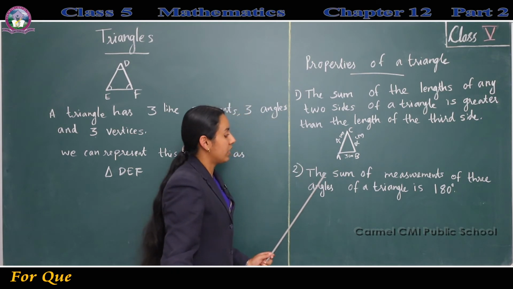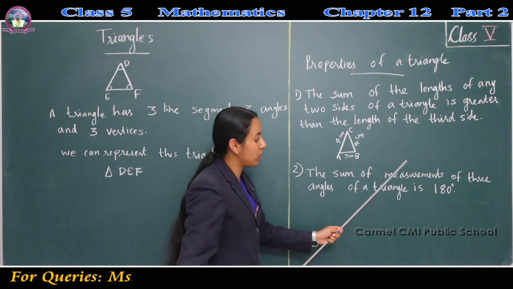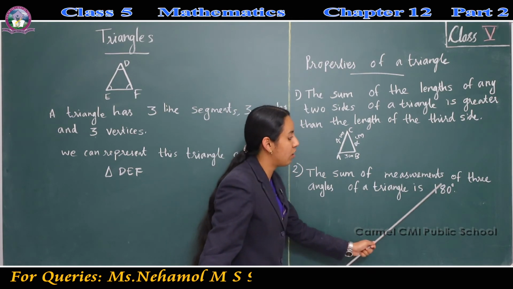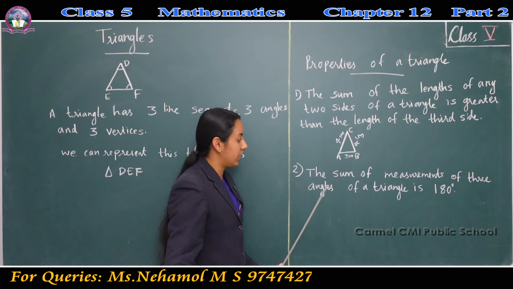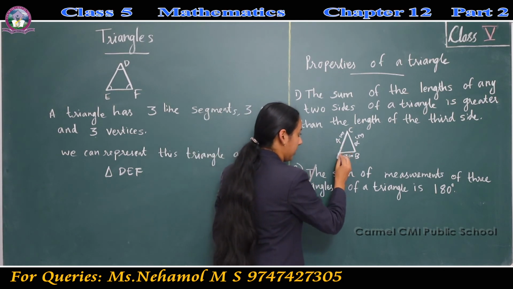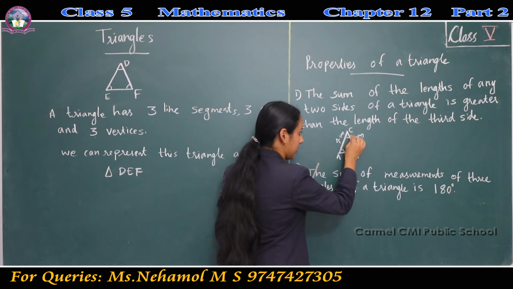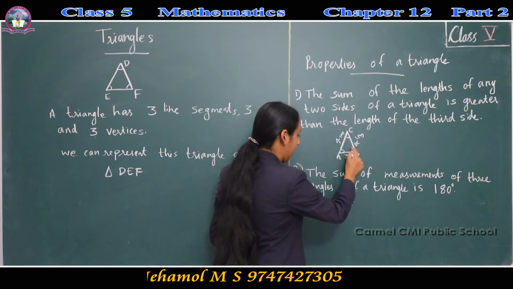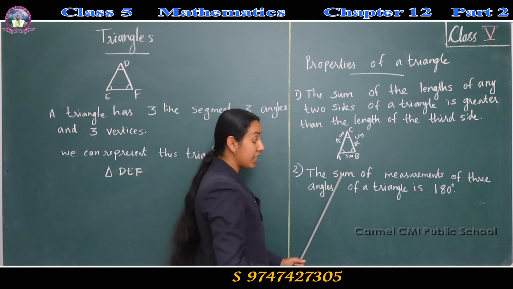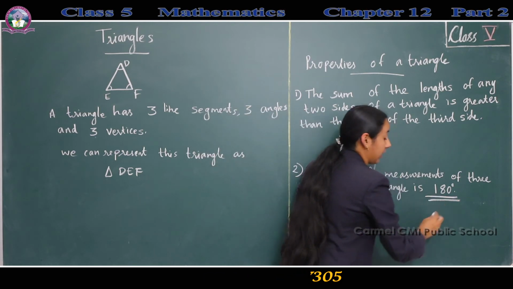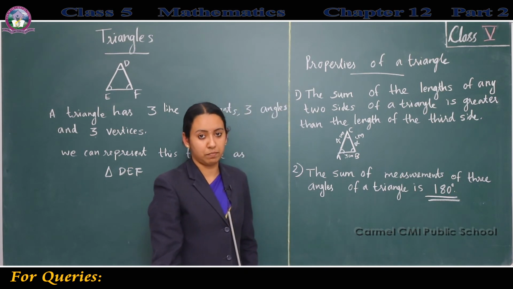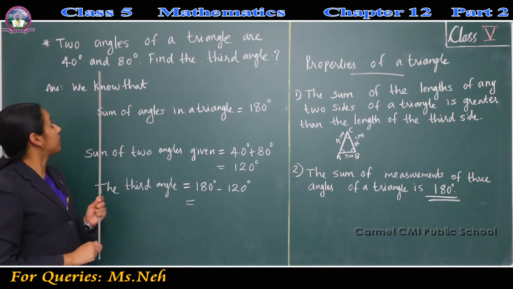Next property, the sum of measurements of three angles of a triangle is 180 degree. The sum of angles, that means this angle plus this angle plus this angle. Sum of measurements of three angles of a triangle is 180 degree. Now we can solve a question.